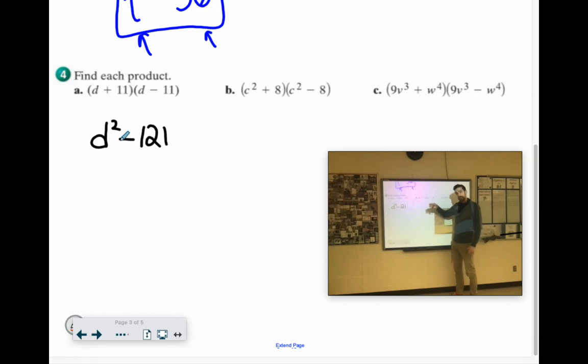C squared plus 8, C squared minus 8. Square the first term. C squared squared would be C to the fourth. Always put minus. 8 times 8, 64.